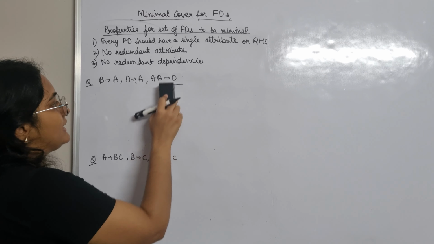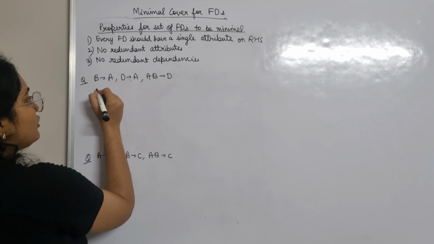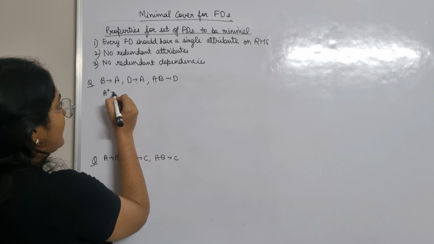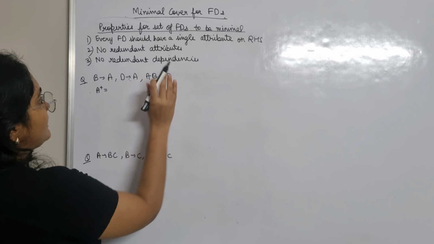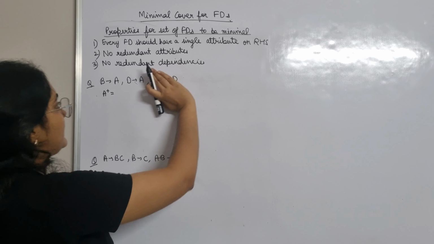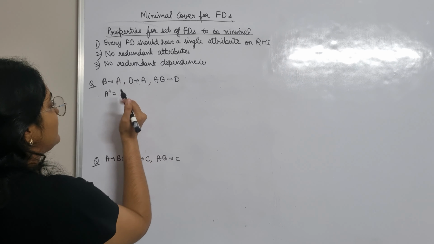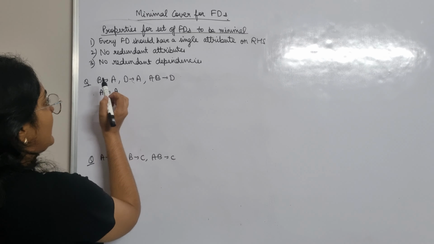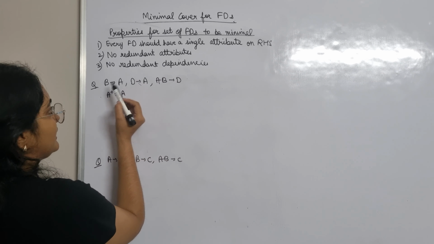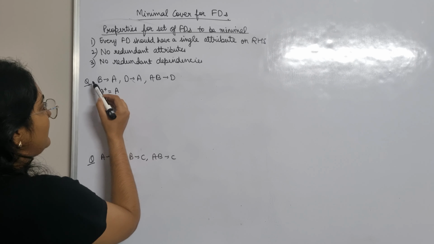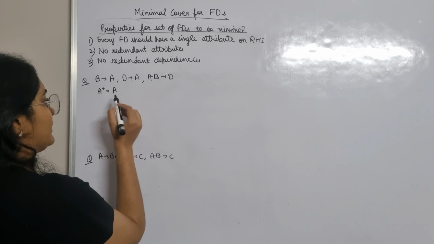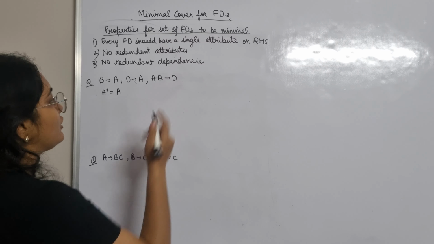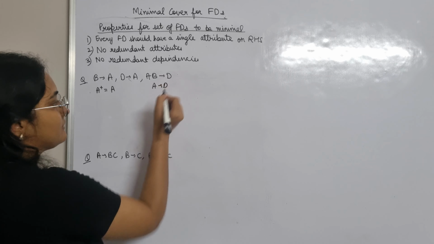Now how to see that: first you find the closure of A. Take one attribute from here, forget about this particular dependency and find the closure of A with respect to the rest. What does A give? A gives only A. B determines A, B we don't have. D determines A, D we don't have. So A can only determine A, so we cannot reduce it to A determines D.